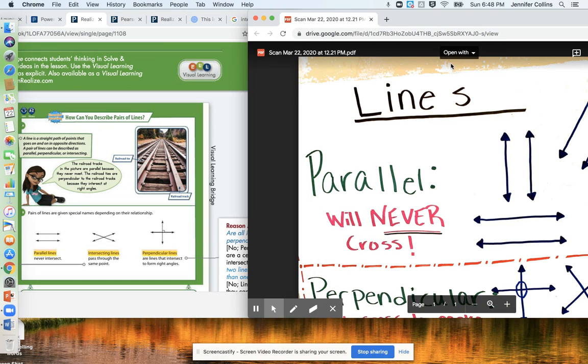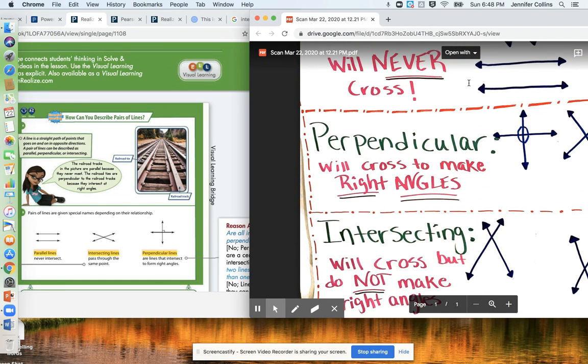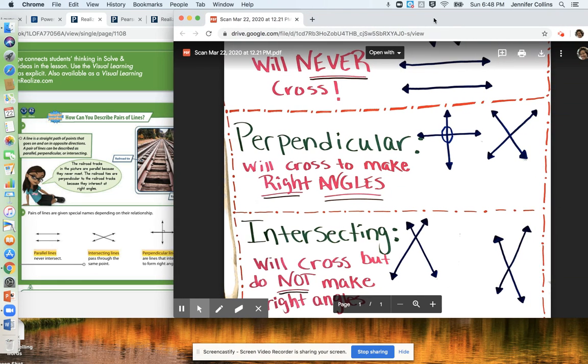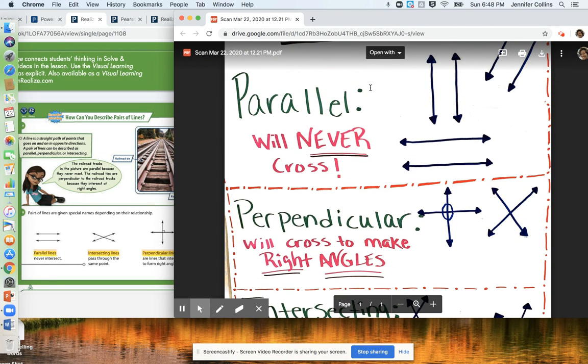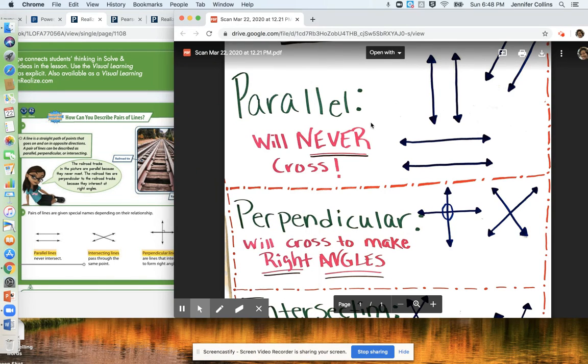The next ones that we're going to talk about are perpendicular lines. If you look here, I have an example of what it would look like if you drew it. Perpendicular lines cross to make right angles. Remember, we talked about these in class. They are always going to intersect at a right angle, which, if you remember, is 90 degrees.